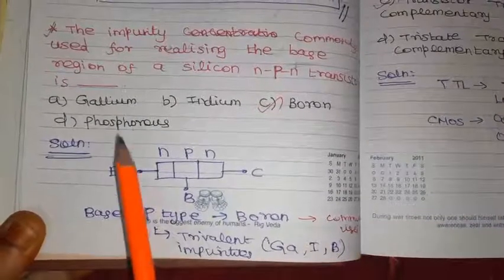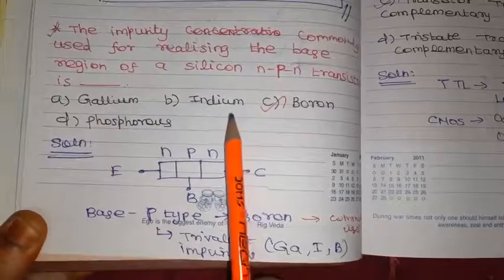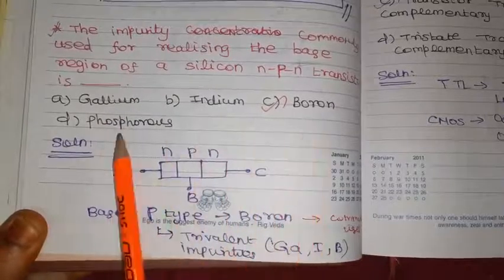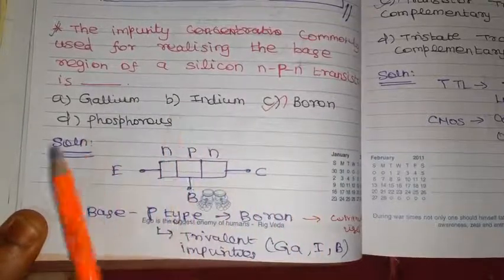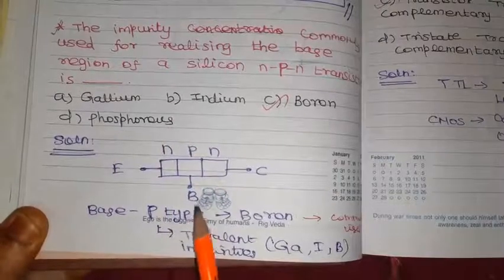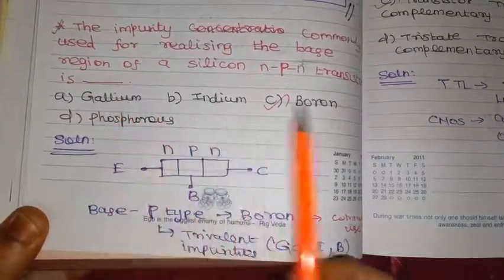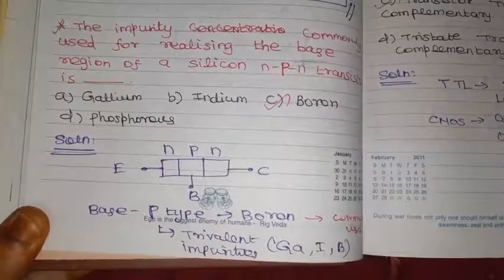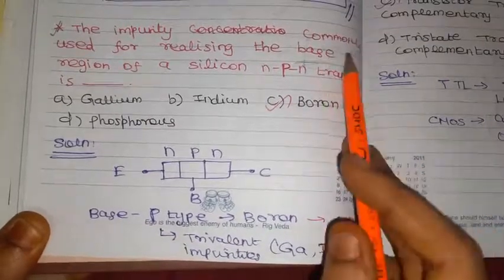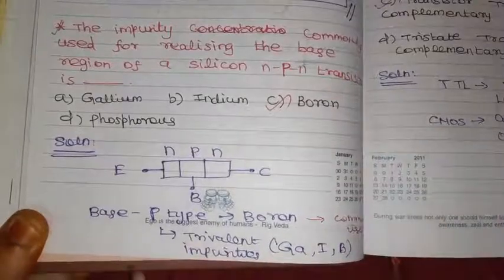Gallium is given, indium is given, boron is given, and phosphorus. Phosphorus is a pentavalent impurity. So from that, the base is P type, and P type means trivalent. All 3 are trivalent impurities. But most commonly used, see the question, commonly used is boron. So boron is the right option.